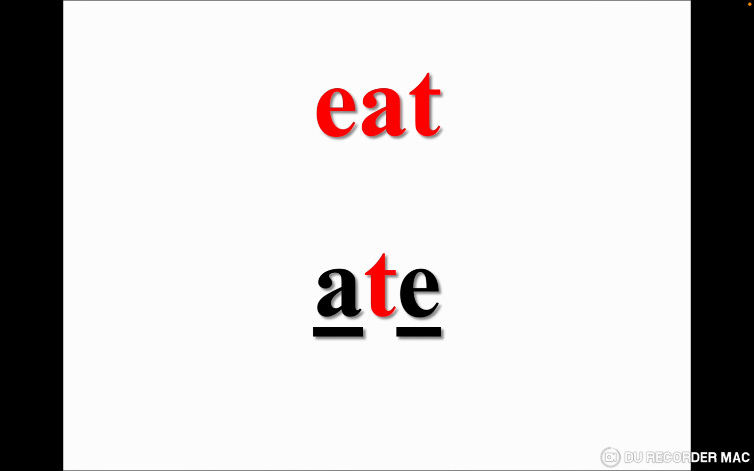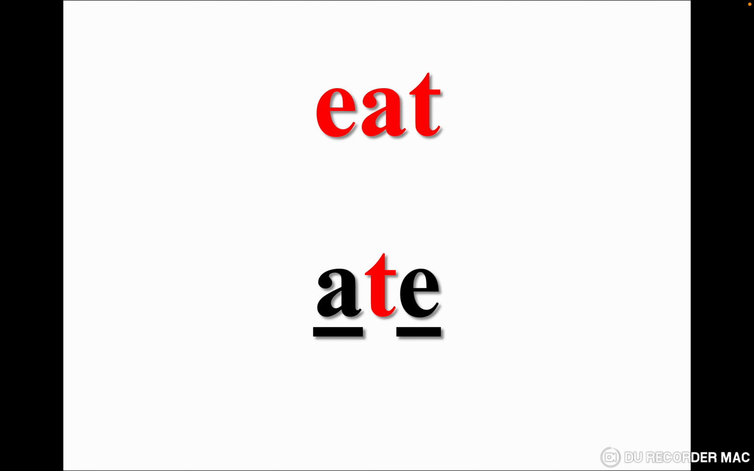Eat is the present. Look, we changed the E at the beginning to E at the end. The first verb, present, is eat. For the past, students often pronounce it "at." "At" is not correct. Why? Because "at" is a preposition. So this verb is pronounced like the number eight. The past of eat is ate.